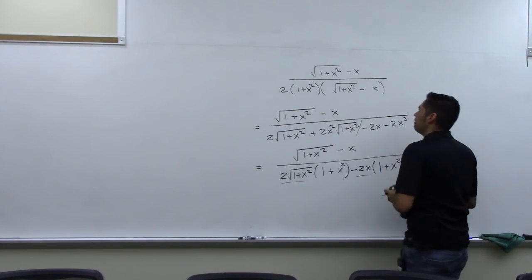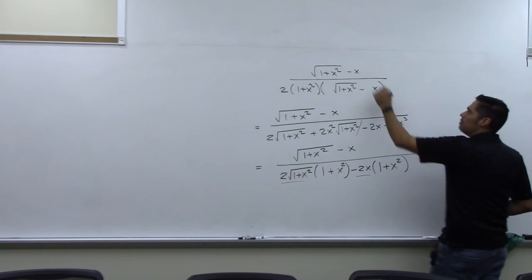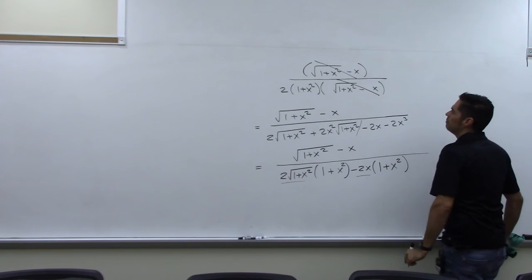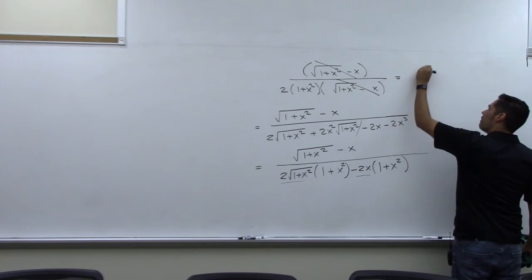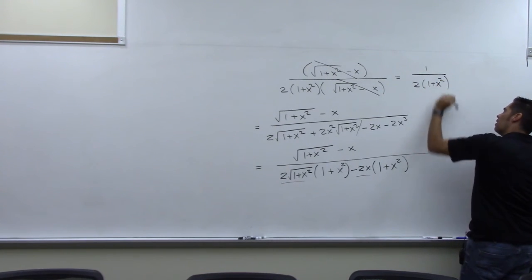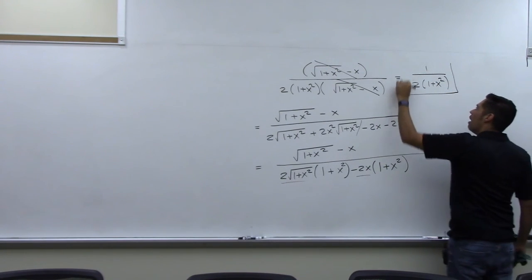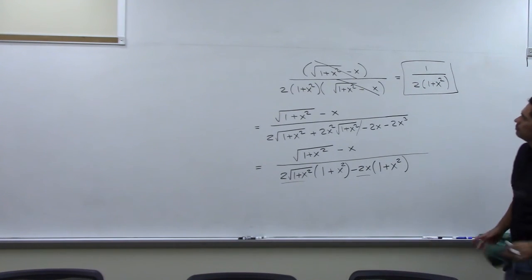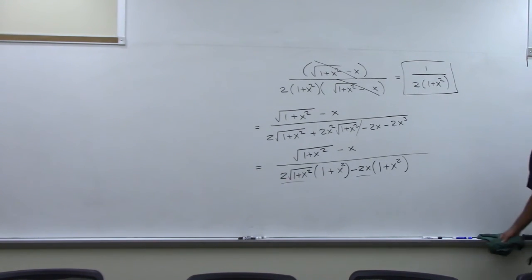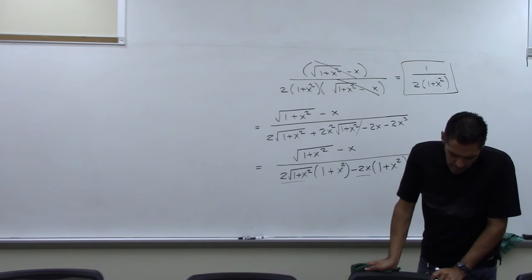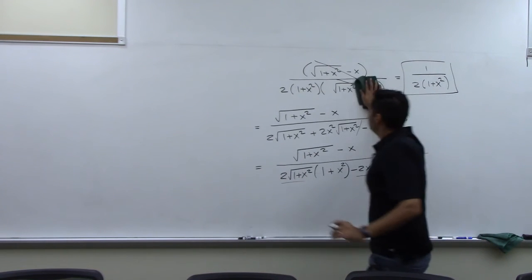And do you see it? Hope so. Those cancel. So I'm left with a 1 on top. And I've got 2 and then 1 plus x squared on the bottom. Wow. That's some algebra right there. I had a feeling when I saw that answer that they were going to want us to go further with it. All right, let's look at 21.